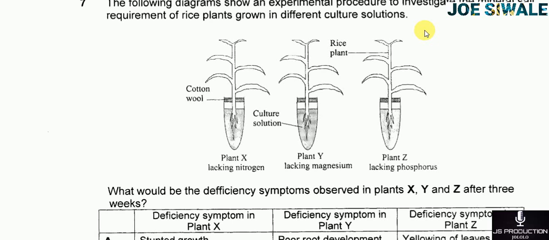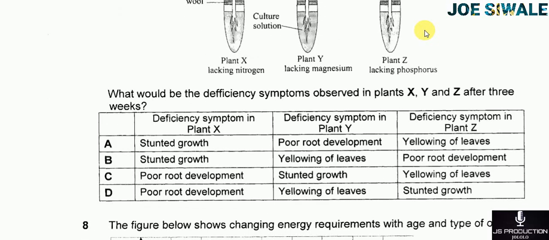So the question continues and reads, what would be the deficiency symptoms observed in plants X, Y, and Z after 3 weeks?